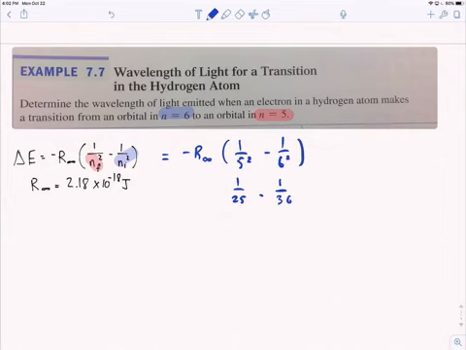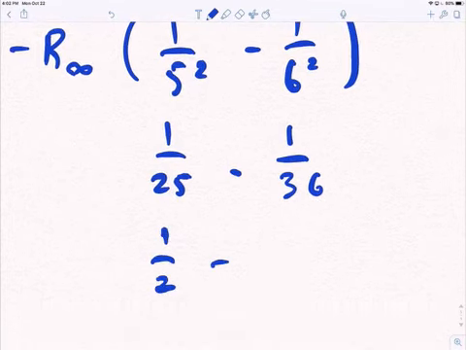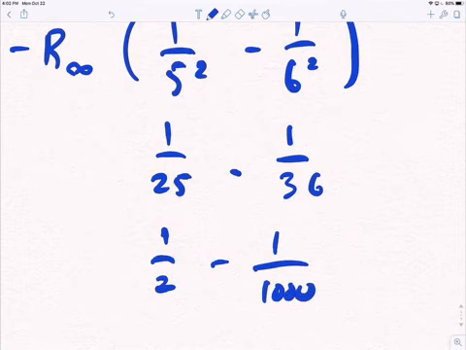One over 25 is a bigger number than 1 over 36, because the number on the bottom being bigger makes the overall number smaller. Think of it this way: what about 1/2 minus 1/1000th? Having a big number on the bottom makes the overall number smaller. So when you have 25 being a smaller number than 36, 1 over 25 is a bigger number than 1 over 36. So this number is positive.